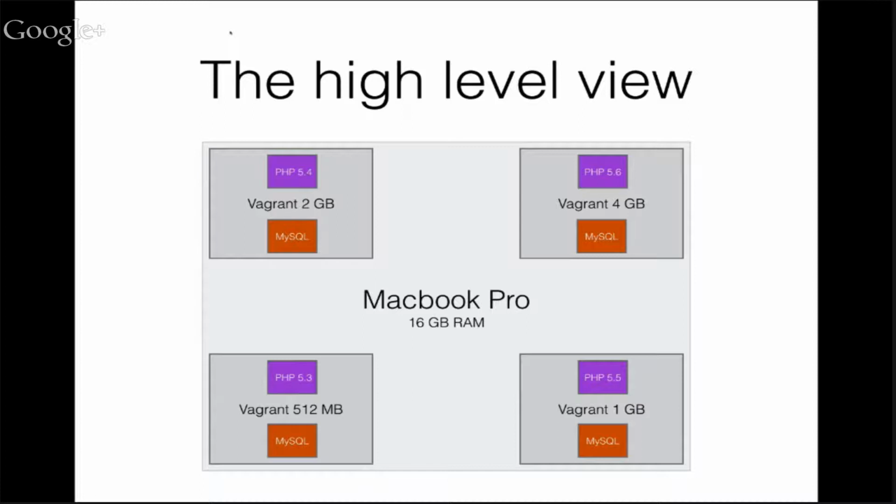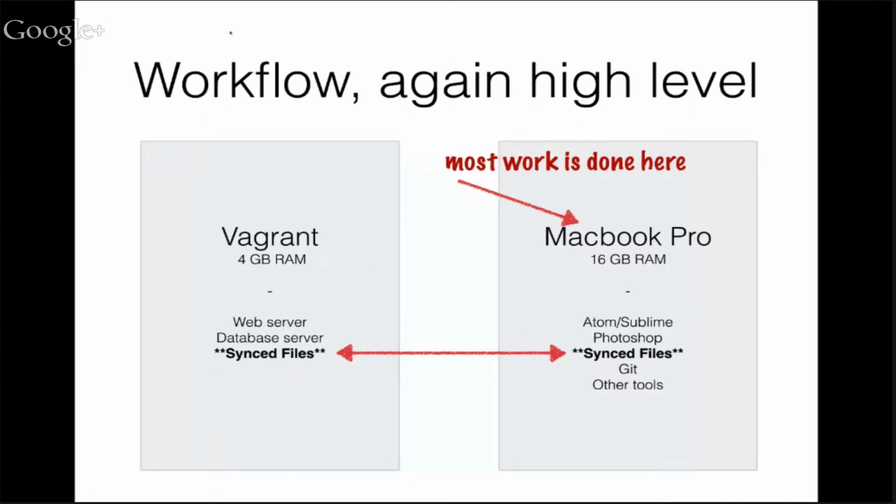So let's look at the workflow a little bit. A lot of people get a little confused when you put a Vagrant machine in. Are you supposed to work inside the Vagrant machine? Are you supposed to work on your Mac or your Windows machine? Most of the work is done here on your MacBook Pro, where you have Atom, Sublime, PHPStorm, Photoshop, Git, all those tools that you would typically use in your workflow. They are on your MacBook, so most of your work is done here.